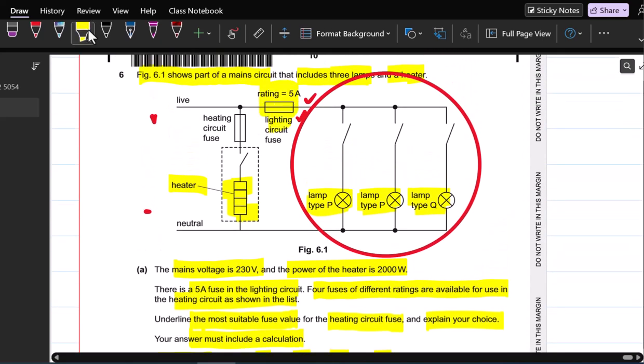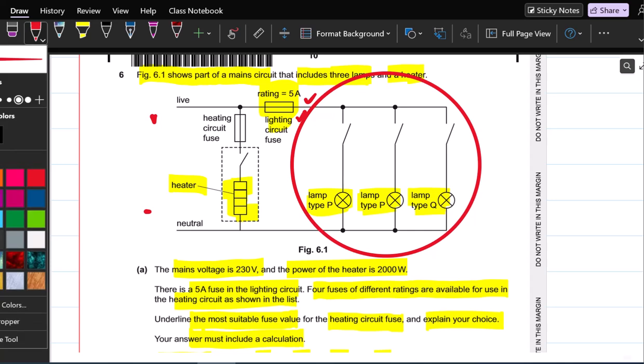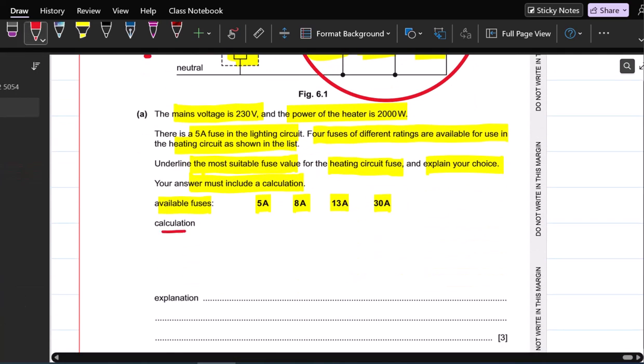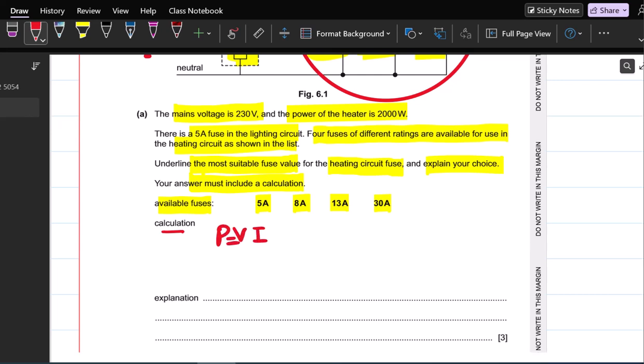So what we can do, we can use the formula of power. Power is equal to VI. For the calculation, power is equal to VI. I know voltage, that is 230 volt. I know power, so that is 2000 watt.